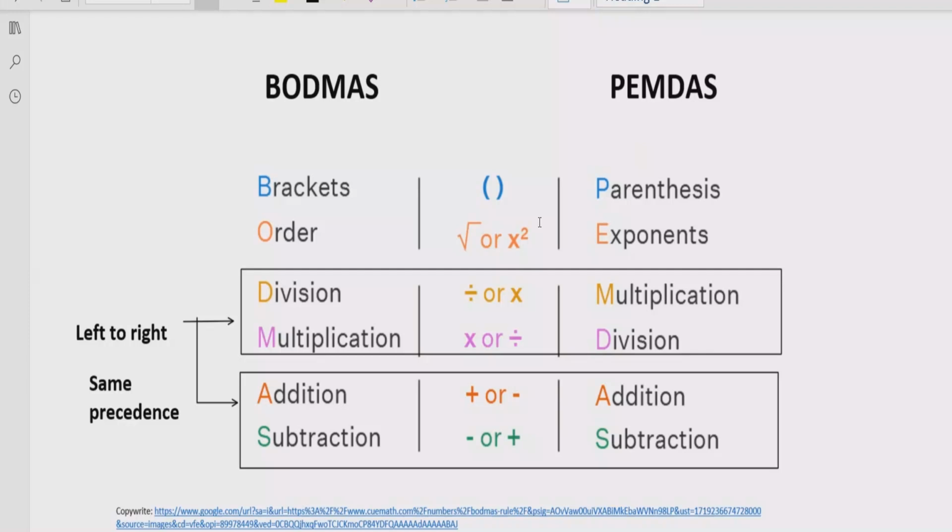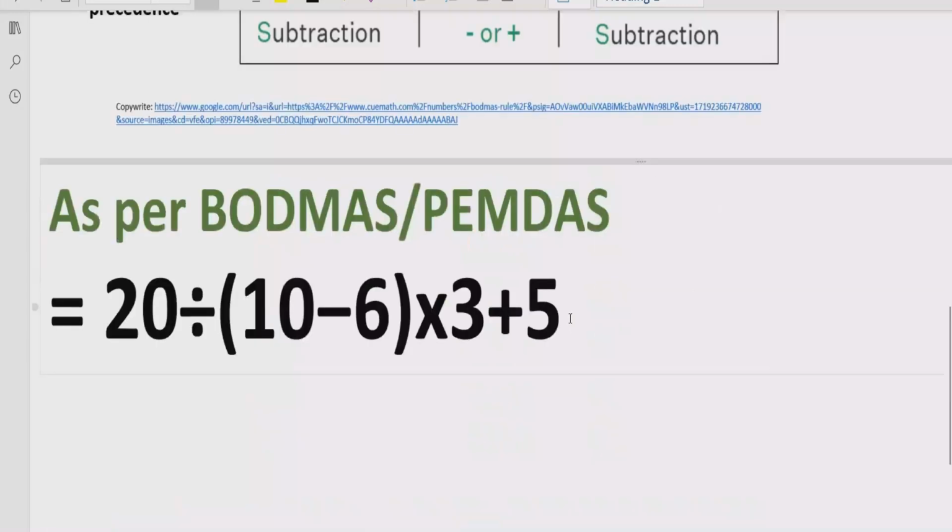Step number 3 is you have to solve division and multiplication. Both have similar precedence, so you can solve any of them which is coming first. So you have to go left to right in your expression and find out division and multiplication. Similarly, for addition and subtraction, we have the same rule. We can solve addition first if it is coming first, and we can solve subtraction first if it is coming first. Now move forward to solve the given expression.